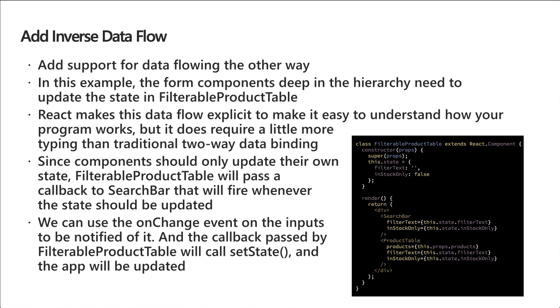Now, since components should only update their own state, the filterable product table will pass a callback to the search bar that will fire whenever the state should be updated. We can use the onChange event on the inputs to be notified of it. And the callback passed to the filterable product table will call setState. And then the app will be updated. Sounds complex? It really is just a few lines of code. And it's really explicit how your data is flowing through the app.